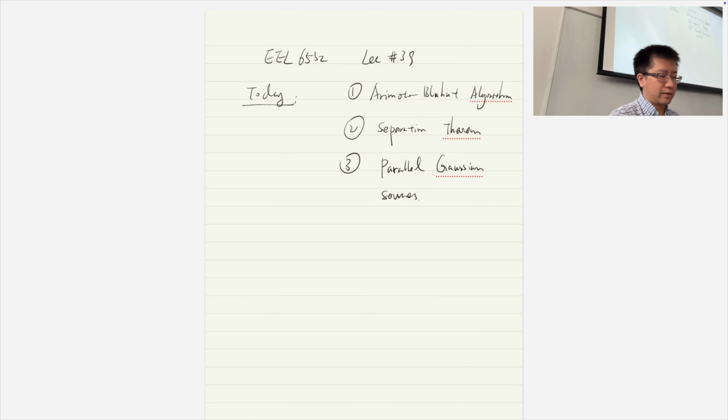You may expect that for the parallel Gaussian channel, we have the water filling algorithm to allocate the power. Here, we consider a parallel source, and we want to distribute over them to maximize the rate distortion. Basically we're going to design the distortion for each source. Let's talk about that later, it's kind of long. All right, so let's see.